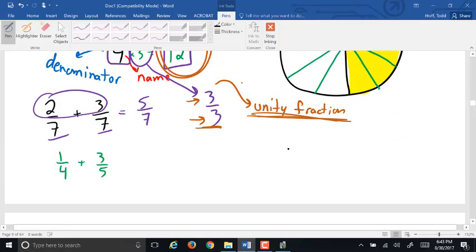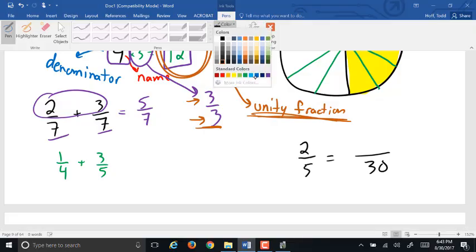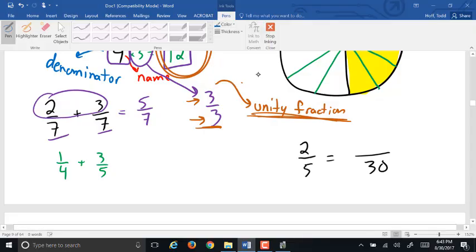Most of the time, we can't just pick a random number like 3. We have a certain thing that we need to change it to. Let's say we have 2/5 and we need to turn it into 30ths. If we want to change the name, or change the denominator, to 30, we have to figure out what we multiply 5 by to turn it into a 30. 6. So we have to multiply the numerator by the same thing. 2 times 6 is 12. So once again, 12/30 is exactly the same value as 2/5. It just looks different.